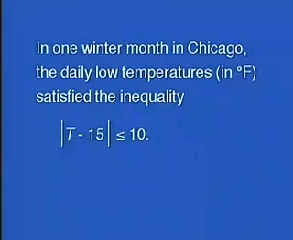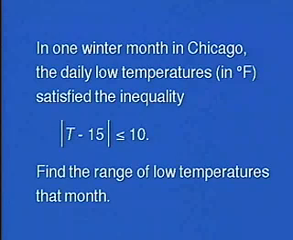Now, we can also look at some applications which involve absolute value inequalities. Here's the problem for us. In one winter month in Chicago, the daily low temperatures in degrees Fahrenheit satisfied the inequality the absolute value of T minus 15 is less than or equal to 10. Find the range of low temperatures that month.